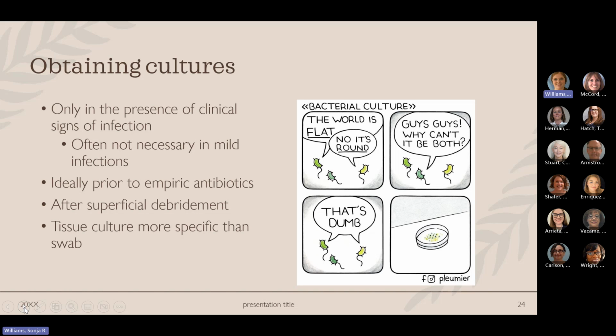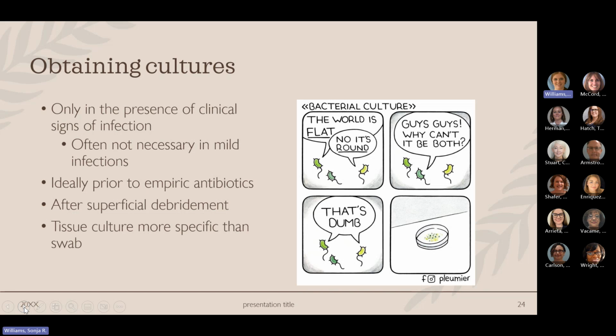So on obtaining cultures, you should really only obtain a culture on a wound when there's a clinical sign of infection. If there's a mild infection and you don't have a suspicion of a resistant organism, usually treating them with empiric therapy is all that you would need. If you do feel that the patient has a history of resistant organisms, or if they're a high-risk patient, you usually want to take the culture before you start the empiric antibiotics to get the most accurate results.